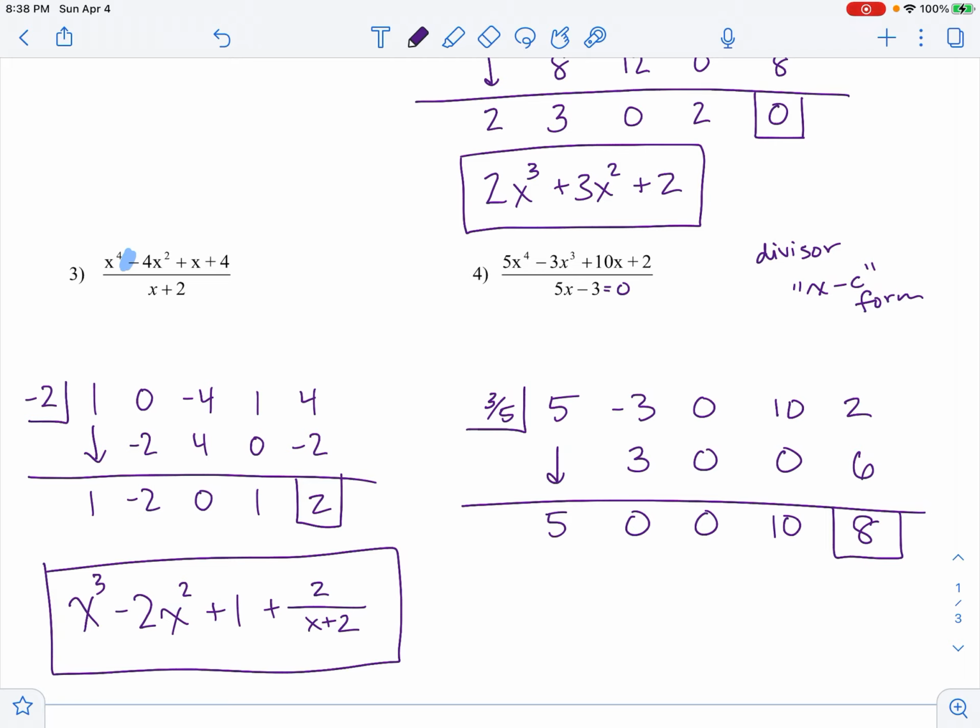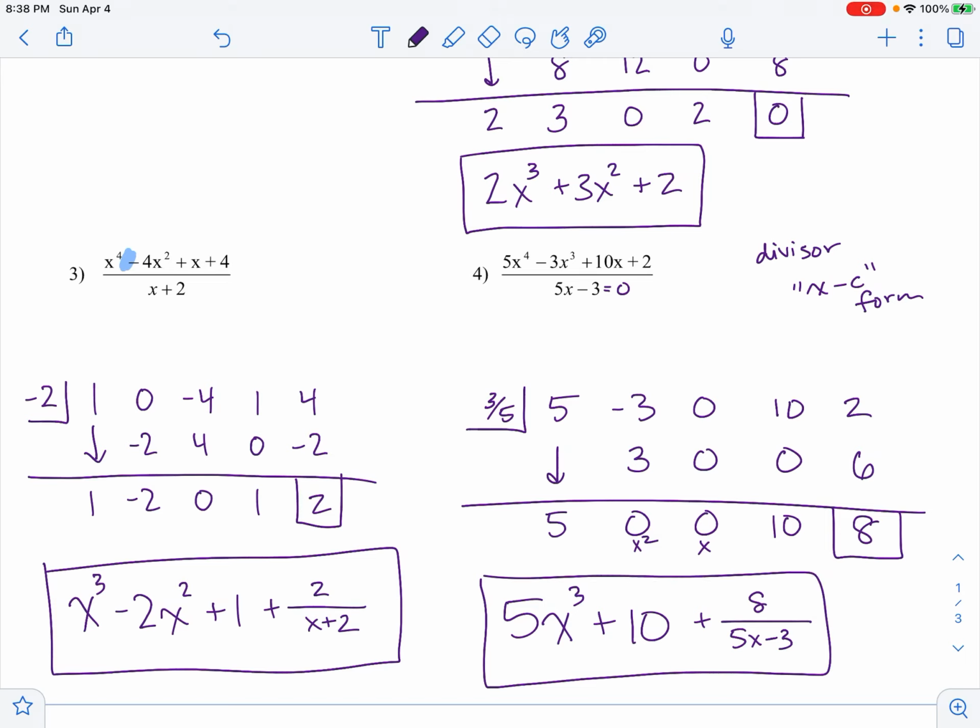I started with an x to the 4th, so I'm going to have 5x to the 3rd, no x squareds, no x's, and my constant is 10, plus my remainder you could write over your original divisor. So I'll write it as over 5x minus 3. You, of course, could write it over x minus 3/5 if we had rewritten it. I don't love doing that. I kind of just like setting it equal to 0 instead.